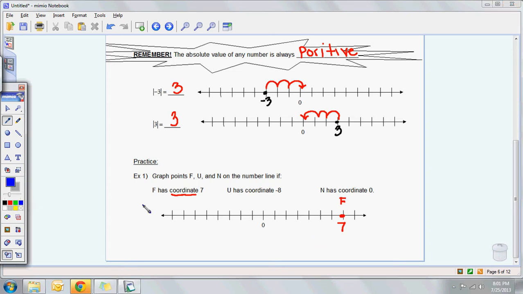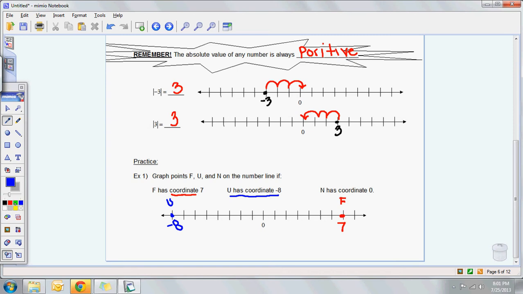So it's asking U to be the coordinate -8. So I'm going to count from 0. 1, 2, 3, 4, 5, 6, 7, -8. It's going to be down here. There's my coordinate. Notice I'm putting the point on the actual number line, not above it or below it, and I'm going to label that as U. So that was that coordinate.